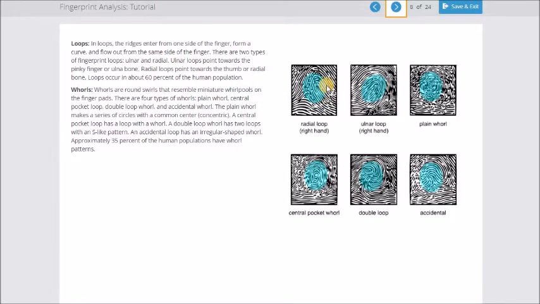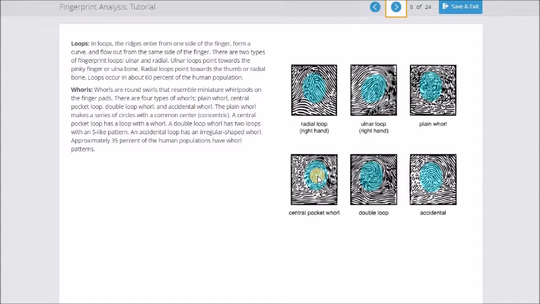So here we have these loops, so they kind of go up and loop back around and come down. We have what's called a radial loop on the right hand, an ulnar loop on the right hand. And all that has to do is the direction. The radial loop goes this way, the ulnar loop goes this way. You could just have a plain old whorl. I mean, holy cow, look at that. It's just like a target right in the middle of it, right?